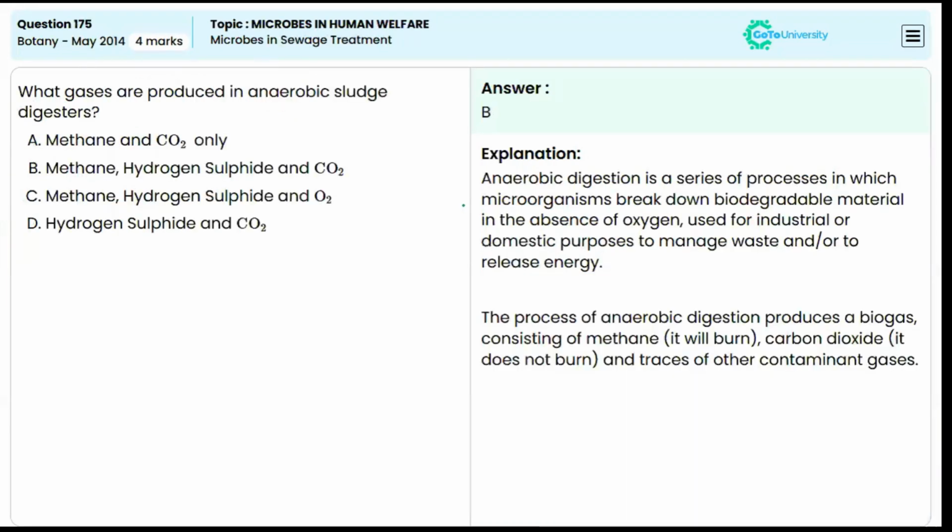Moving to the next question, what gases are produced in anaerobic sludge digesters? We already discussed this. The gases were methane, hydrogen sulfide and carbon dioxide. So the correct answer is option B. Now, anaerobic digestion is a series of processes in which the microorganisms break down the biodegradable material in the absence of oxygen, used for industrial or domestic purposes to manage waste and to release energy. The process of anaerobic digestion produces biogas consisting of methane, carbon dioxide, as well as some other contaminant gases which include hydrogen sulfide.